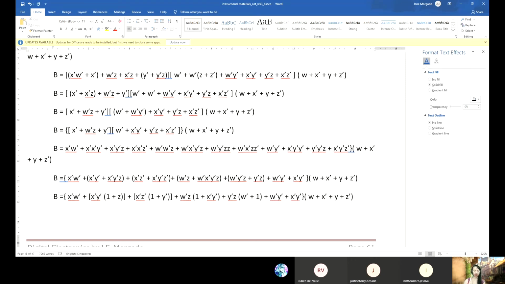Okay. And we have B is equal to, okay, x prime w prime plus, okay, 1 plus z is, what is 1 plus z? 1. Okay, so 1 plus z is 1. So we have x prime y prime plus, again, for this one, 1 plus y prime is 1. So we only have now x prime z prime plus, okay, so same here, 1 plus x prime y prime. Okay, still equal to 1. So we have w prime z. Then we have another y prime z times w prime plus 1. So just y prime z. Y prime z.